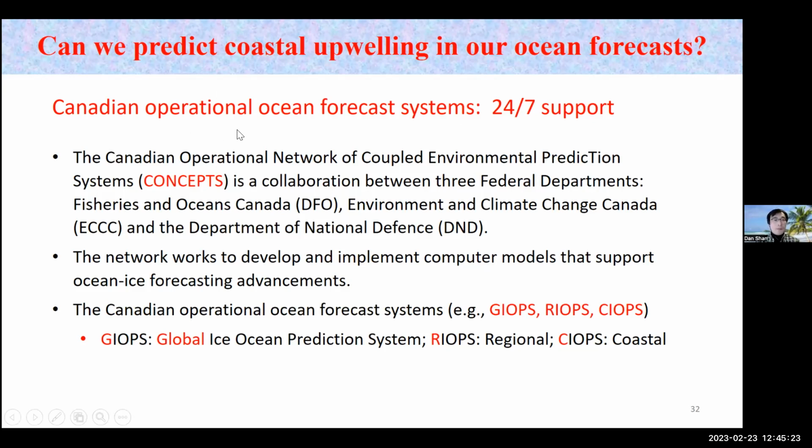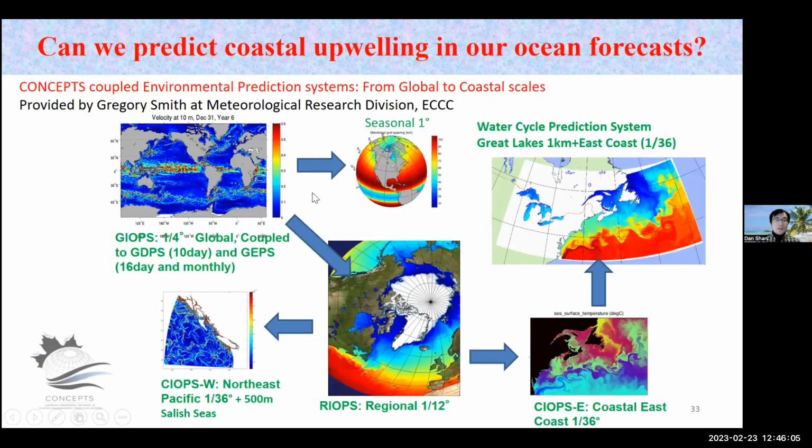The Canadian Operational Ocean Forecast System is developed by the CONCEPT network. CONCEPT is the Canadian Operational Network for Coupled Environmental Prediction Systems. It's a collaboration between 3 federal departments: DFO, ECCC, and DND. For the Operational Ocean Forecast System, we have these 3 hierarchy systems called GOPS, REPS, and COPS. G stands for global, R is regional, C is coastal ice ocean prediction system. This figure shows the CONCEPT coupled prediction system from global to coastal scale. So we have this global model, regional model, and coastal models.